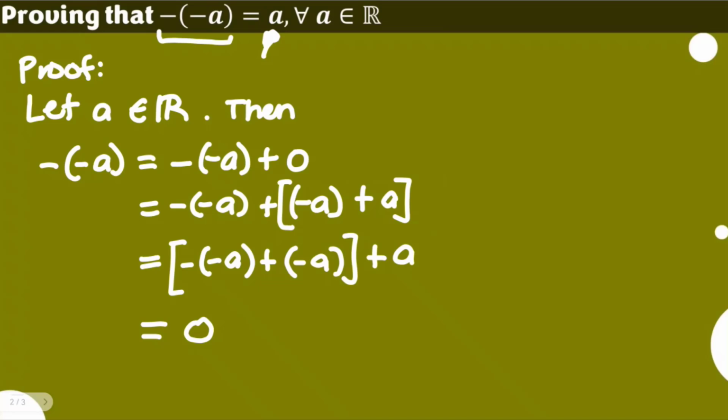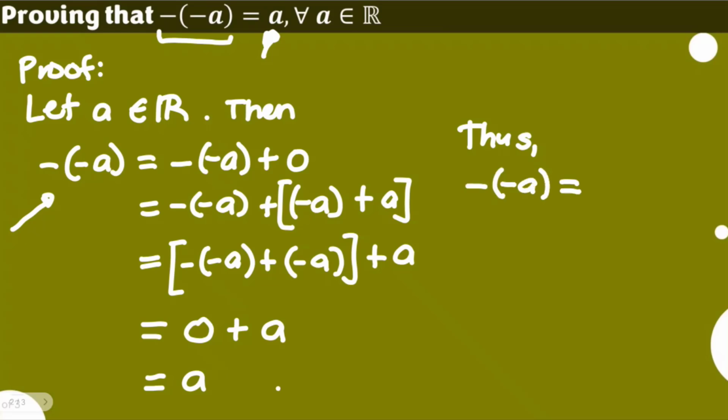So that is equal to 0 plus the remaining term, which is a, and of course 0 plus a is equal to a. Now we have shown, using this proof, that our left hand side, negative of negative a, is equal to this right hand side expression a. This is what we would like to prove, and this is again the double negative property of numbers we have learned during our high school years. And this is the proof for this statement using the algebraic properties of real numbers. Thank you very much for watching.